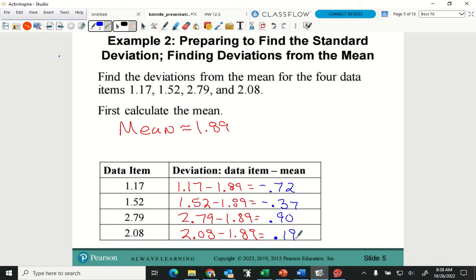What the deviation actually is, is how far away that data point is from my average. That's what the deviation is looking for. That's what it's asking: how far is that away from the average?